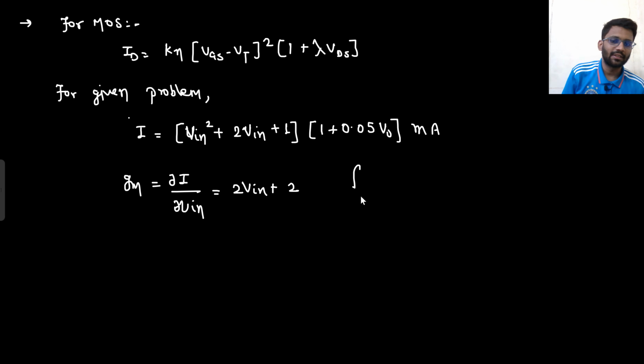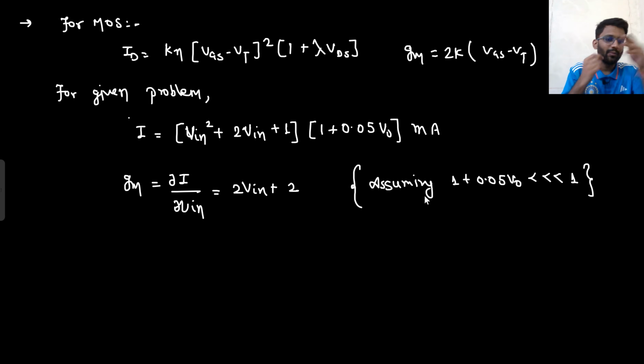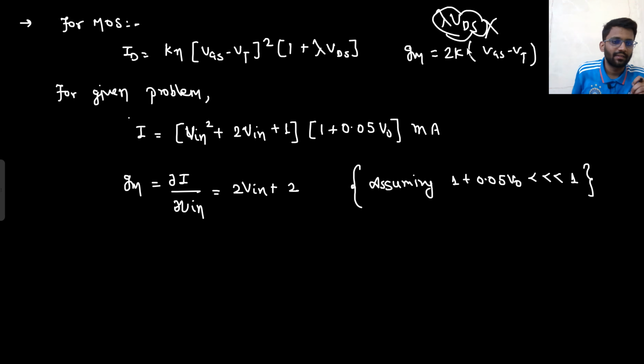But here we are making an assumption, that is, assuming 1 plus 0.05 V naught is very lesser than 1. This is the assumption that we have made. When we were studying the MOSFET amplifier, what was the GM value we wrote? 2k into (VGS minus VT), right? 2 into mu n Cox W by L. This is what we wrote. Did we consider lambda VDS there? No. There also we ignored this factor.